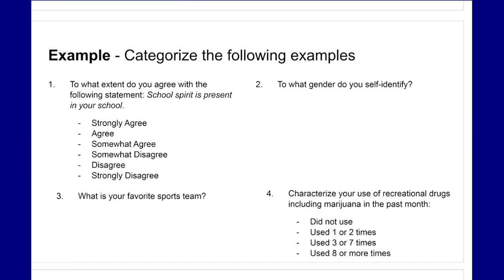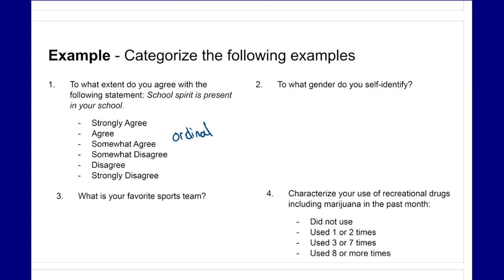So number 1, to what extent do you agree with the following statement? The statement is school spirit is present in your school. Strongly agree, somewhat agree, somewhat disagree, strongly disagree. So this would be ordinal. Right? There is a logical way of ranking these. We would put strongly agree on one side, strongly disagree on the other side, and we have a good, logical way of arranging them.